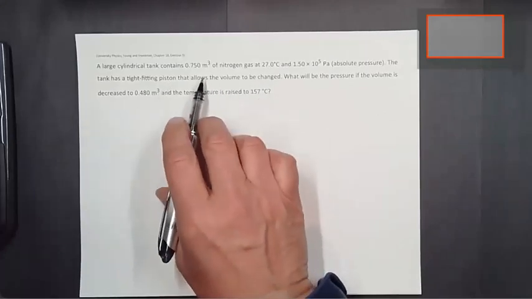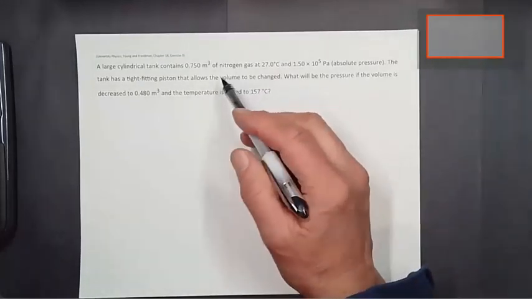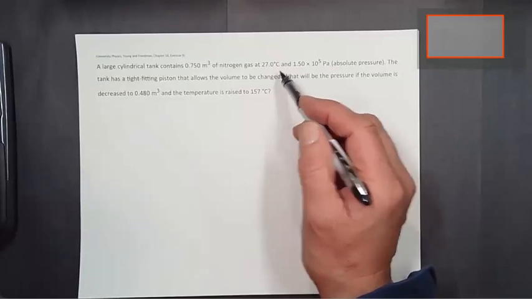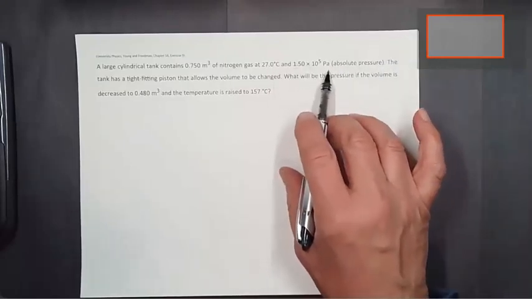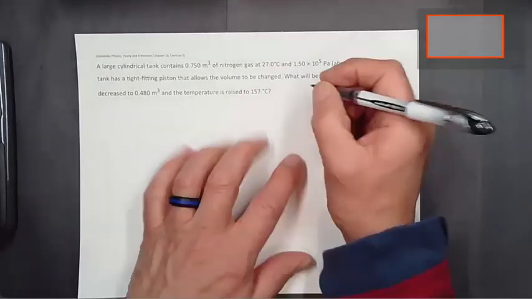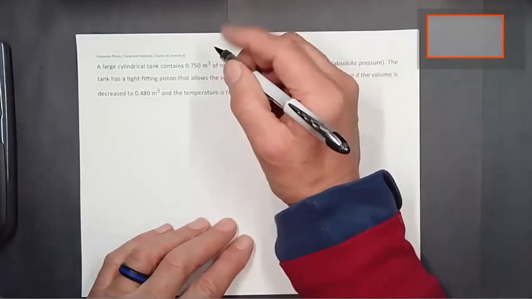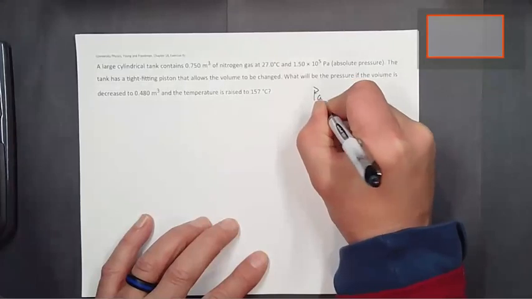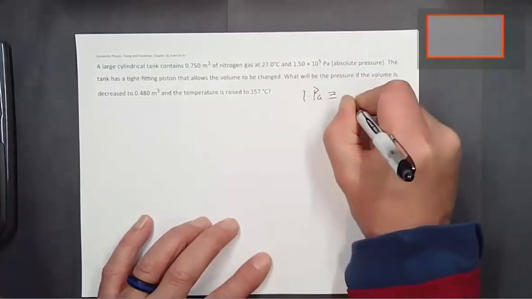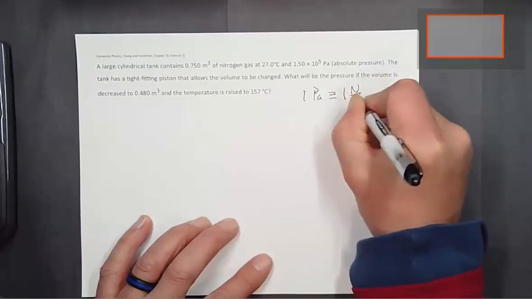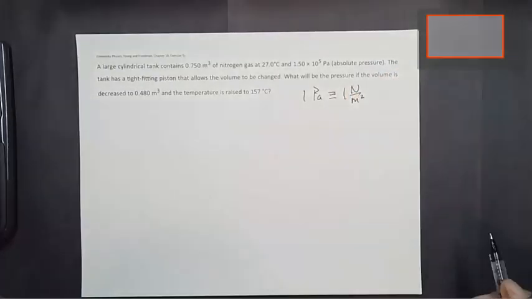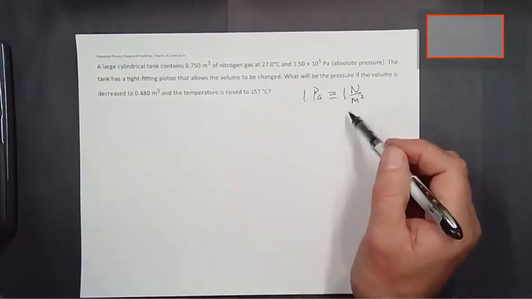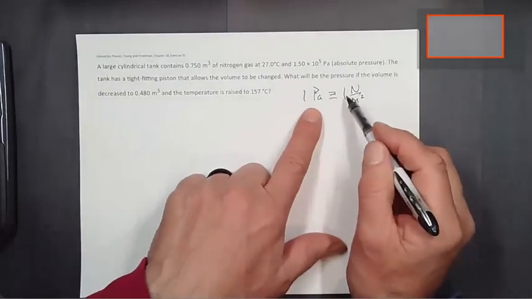A large cylindrical tank contains 0.750 cubic meters of nitrogen gas at 27.0 degrees Celsius and 1.50 times 10 to the 5th Pascal. We talked a little bit about this, but a Pascal, 1 Pa, and this is a definition, is 1 Newton per square meter. I think we did this back in the speed of sound in air section. Anyway, that's what a Pascal happens to be.